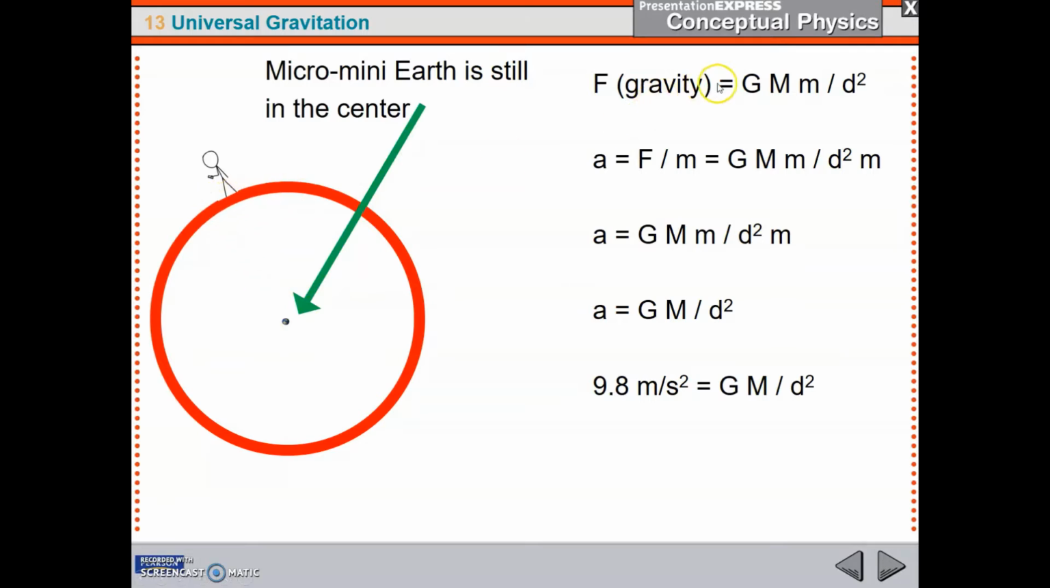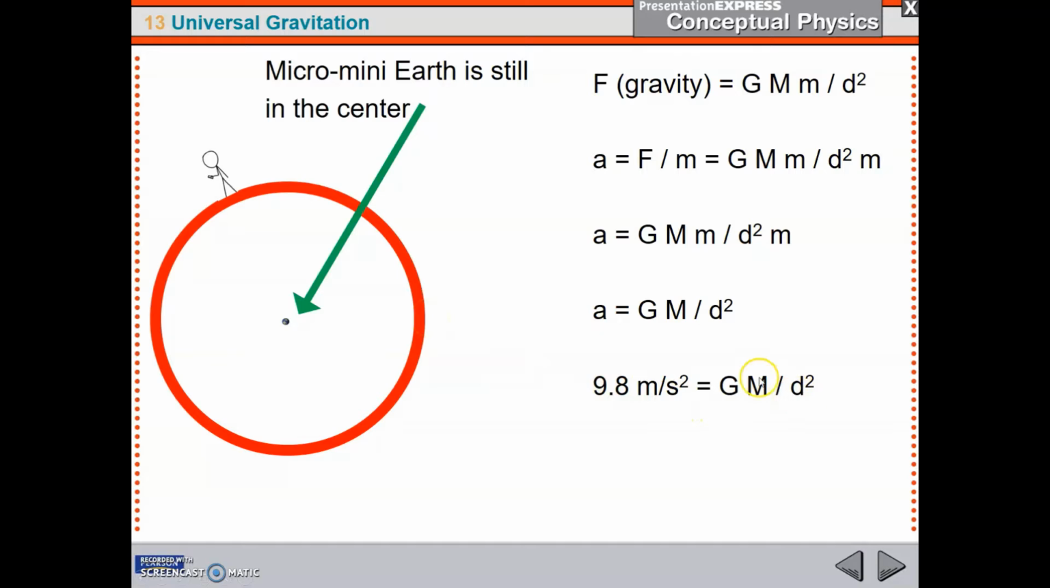Randall's walking the surface. So there's the gravity equation, G m M divided by distance squared. I divide by the little mass of Randall to get the acceleration. Oh, I forgot to cross it out. So A equals G m M divided by d squared m. And then you can cross out the little m on the bottom and the little m on the top, and you get this. Now, this GM divided by d squared gives us the 9.8 meters per second squared. This tells us the acceleration at the surface of the Earth.